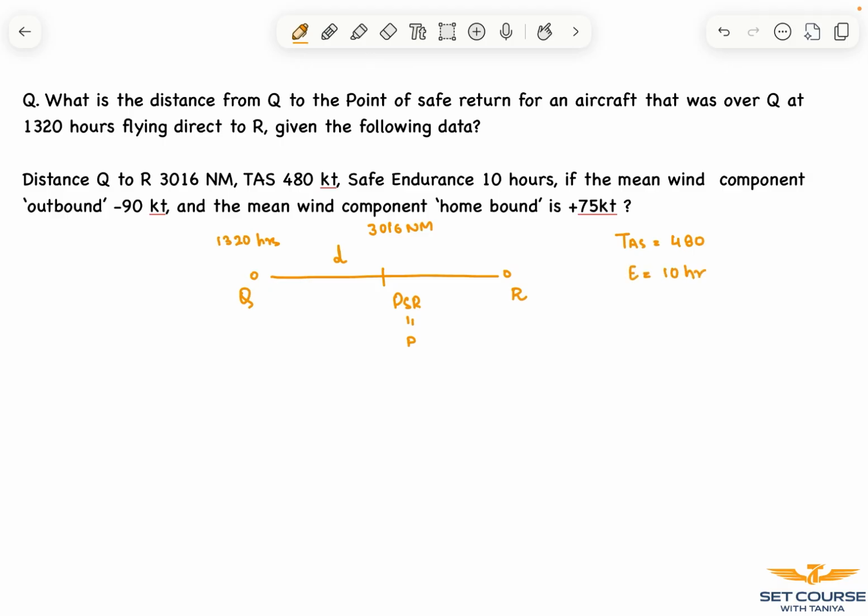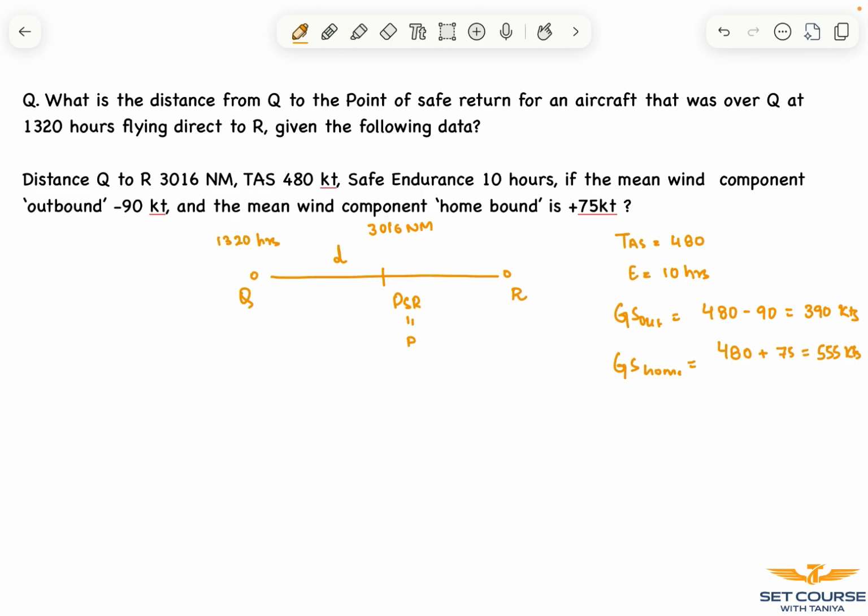Endurance is 10 hours. The wind component outbound is minus 90 knots. So our ground speed outbound would be 480 minus 90, which comes out to 390 knots. And the mean wind component homebound is plus 75 knots. So ground speed home is 480 plus 75, which is 555 knots.